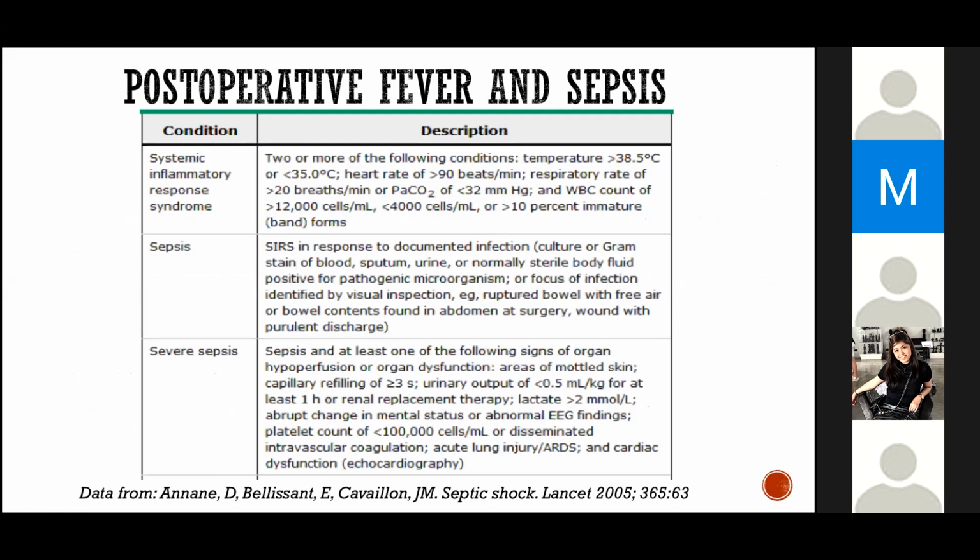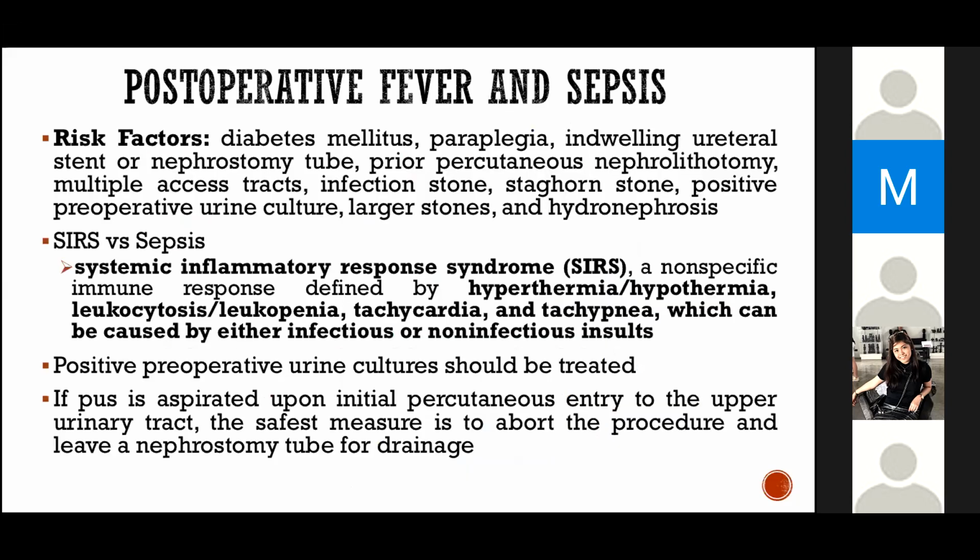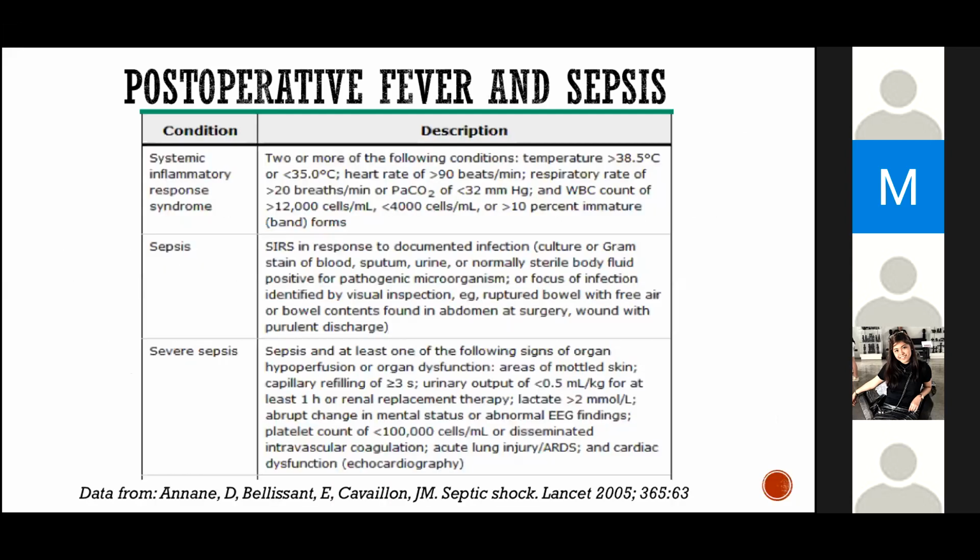However, SIRS in response to a documented infection, for example, positive culture and gram stains, or any positive sterile fluid for pathogenic microorganisms, is already considered as sepsis. So positive pre-op urine culture should be treated. If pus is aspirated upon initial percutaneous entry into the upper urinary tract, the safest measure is to abort the procedure and leave a nephrostomy tube for drainage.